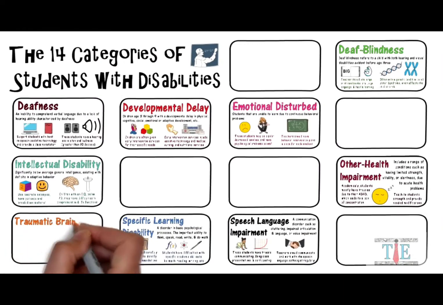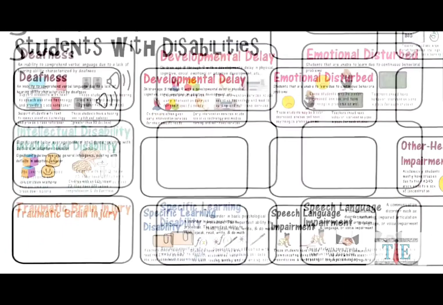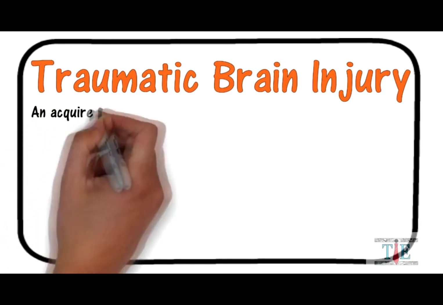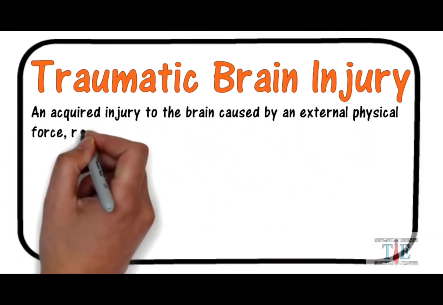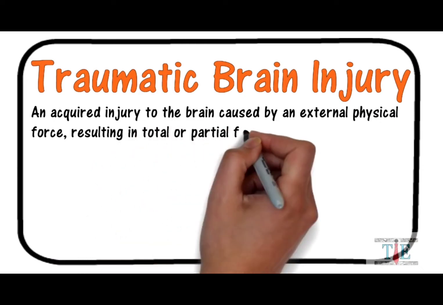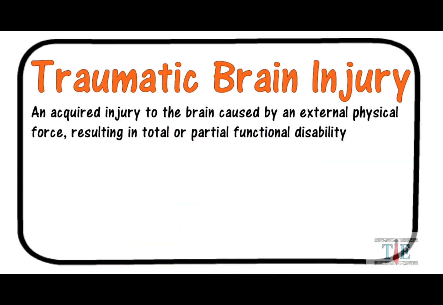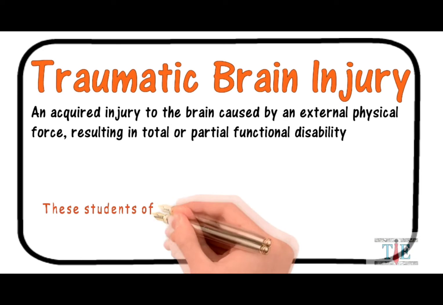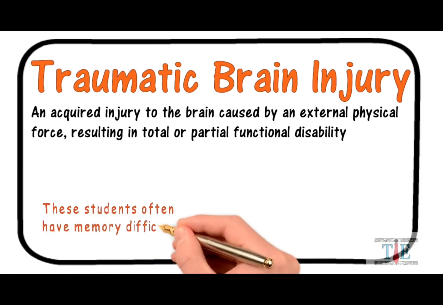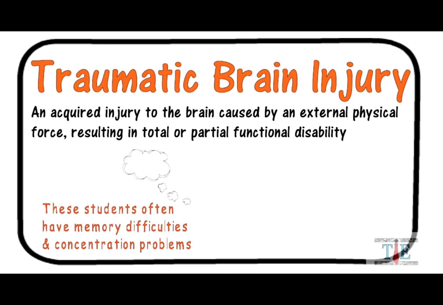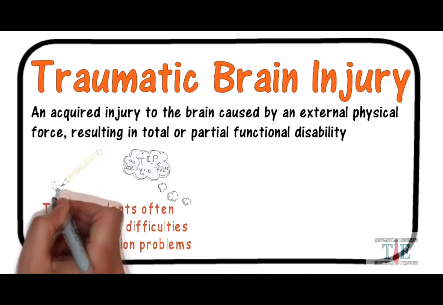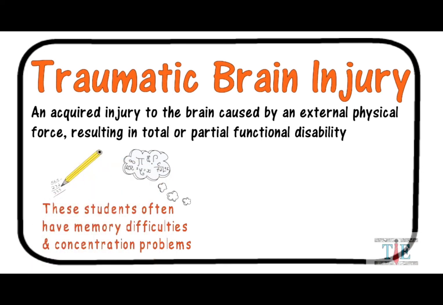Build a relationship with speech teachers that revolve around providing the best education for the student. Next on the whiteboard, traumatic brain injury. This is defined as an acquired injury to the brain caused by external physical force resulting in total or partial functional disability. These students often have memory difficulties and concentration problems due to brain injury. Even with research, we don't really know exactly how traumatic brain injury will affect cognitive processes.